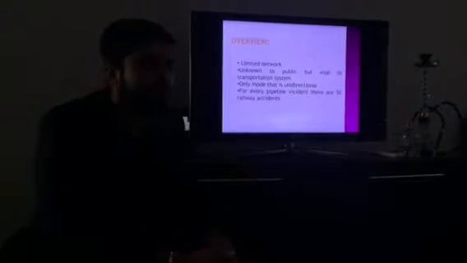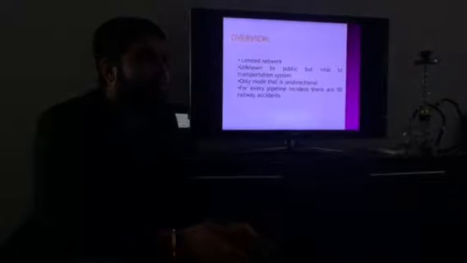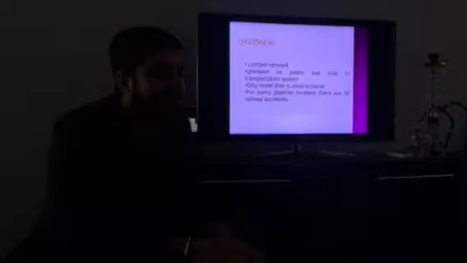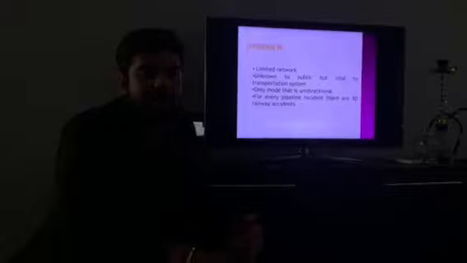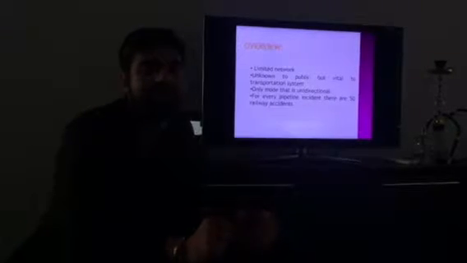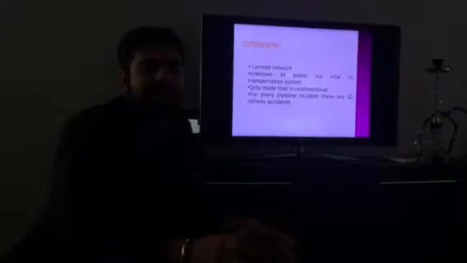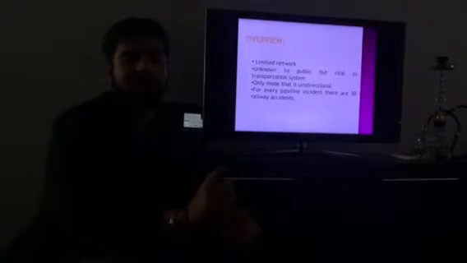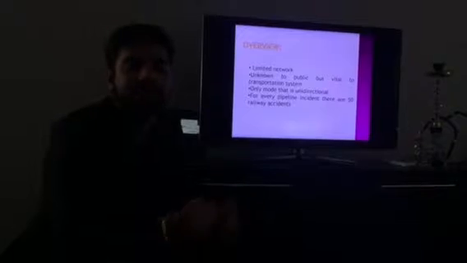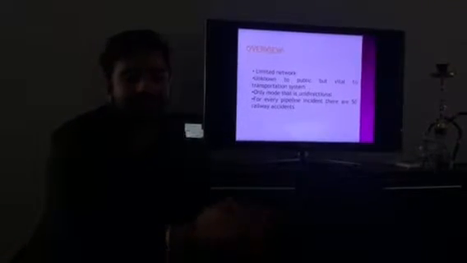This is the overview. This is a limited network. The gas and oil industry is limited in our country as well as in Australia. There is not a huge network, like we could compare with any automobile company. It is good enough, unknown to the public but vital to the transportation system. It is the only mode that is unidirectional, going in one direction and not reverting back. For every pipeline incident, there are 50 railway incidents.